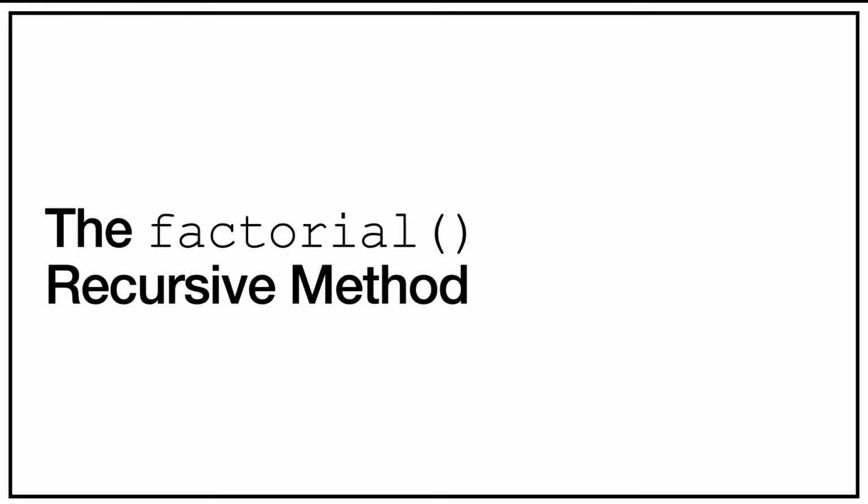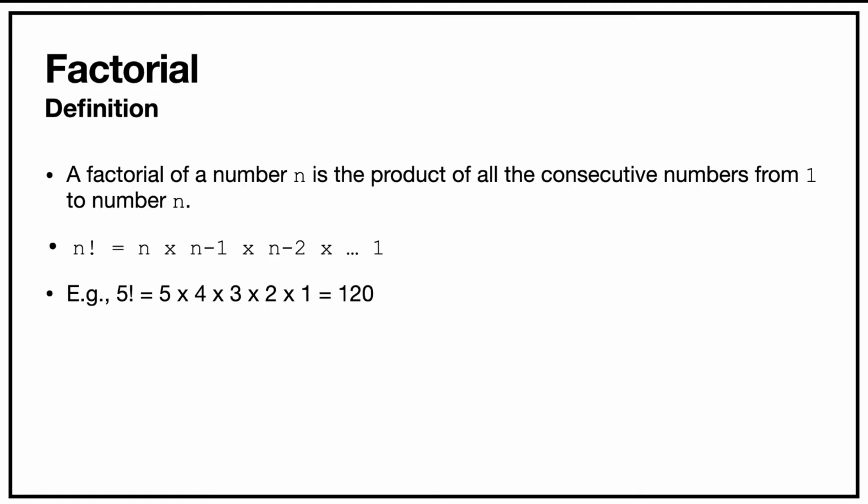Let's trace factorial, a recursive implementation. Factorial is a well-known method in computer science, very useful in many mathematical aspects. A factorial of a number n is the product of all the consecutive numbers from 1 all the way to that number n, and is denoted by an exclamation mark. When we perform n factorial, it is calculated by n times n minus 1 times n minus 2, all the way to 1. Make sure you don't include 0, otherwise the product will be 0.